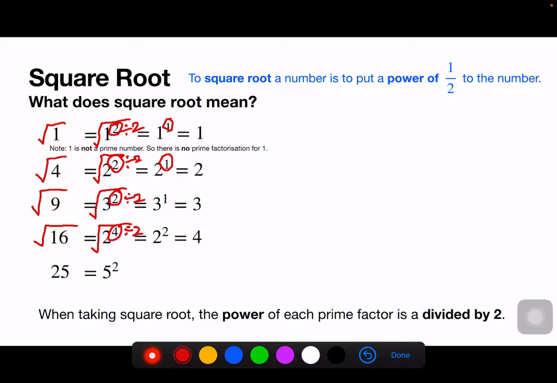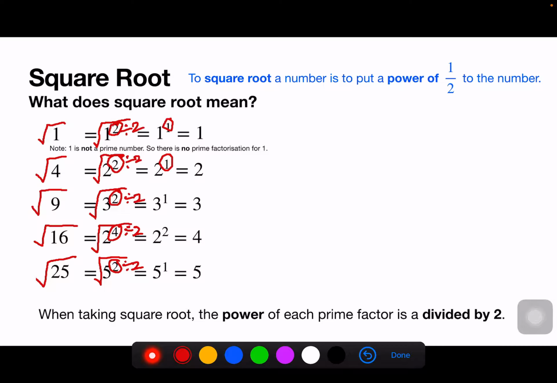And 25 is equal to 5 squared, right? So square root of 25 is the square root of 5 squared. And again, the power here, we're going to divide it by 2. So we get 5 to the power of 1. And 5 to the power of 1 is just 5.